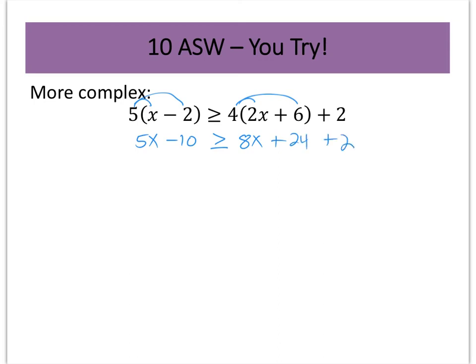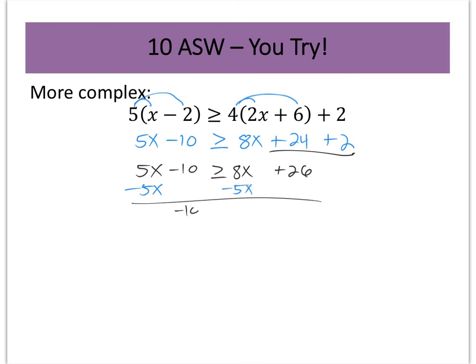I'm going to combine like terms, so those are like terms. So we are left with 5x minus 10 is greater than or equal to, oh, excuse me, it's 8x plus 26. And then we're going to try and get all the x's to one side. So I'm going to subtract 5x from this side and from this side. So we're left with negative 10 is greater than or equal to 3x plus 26.